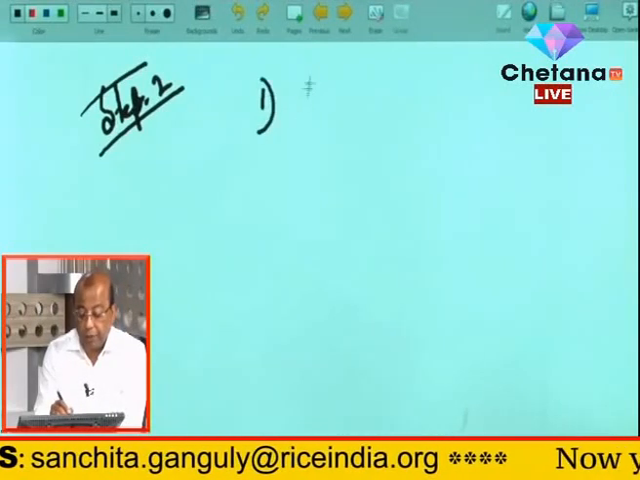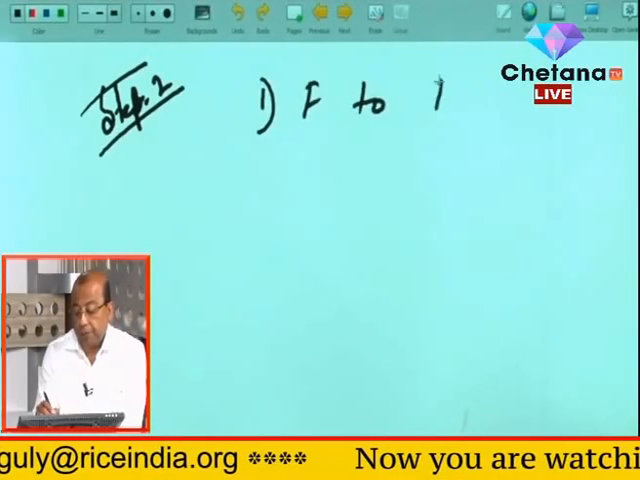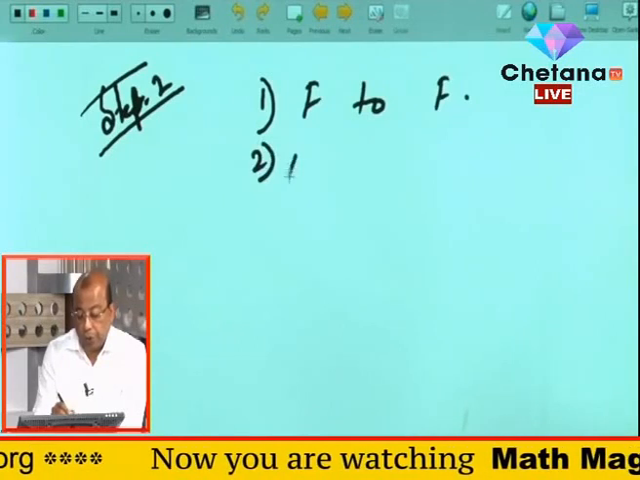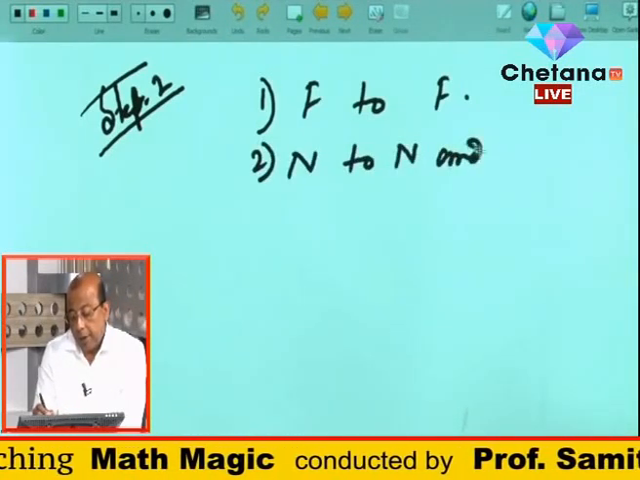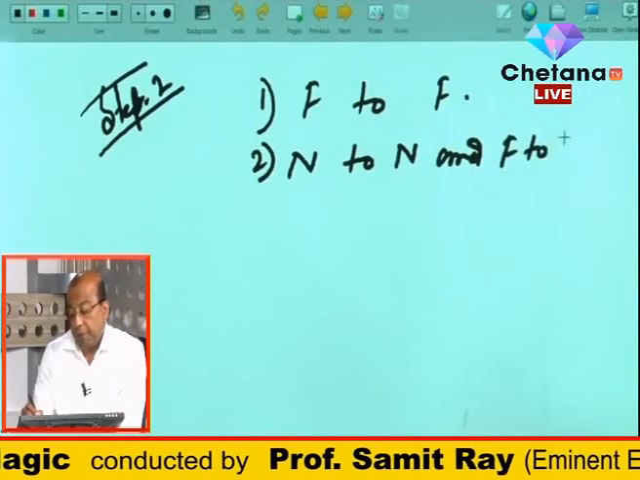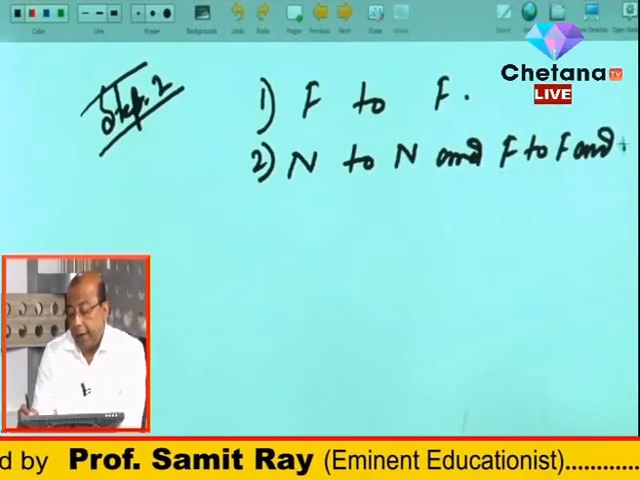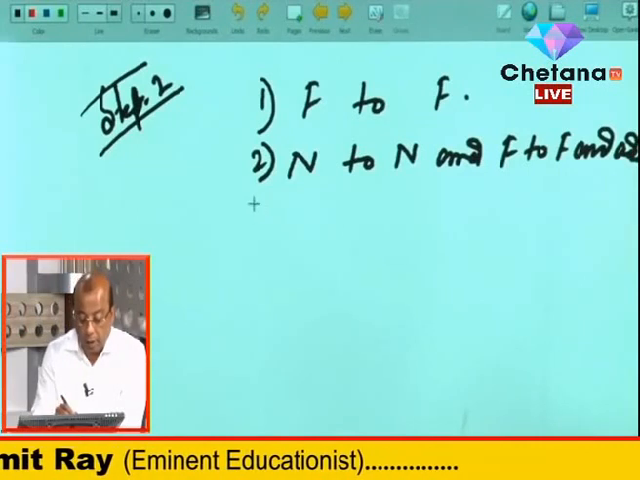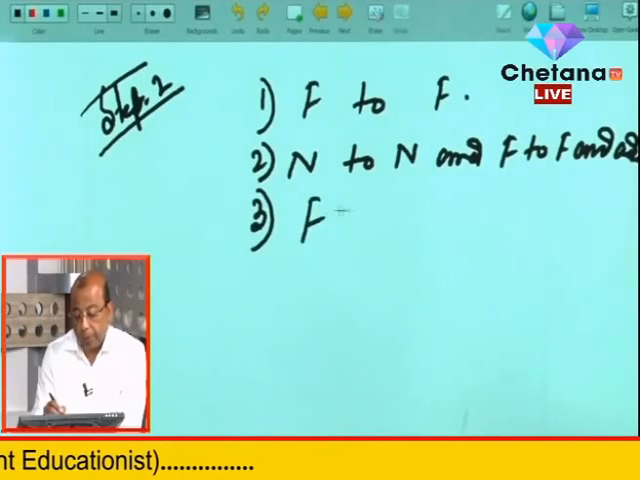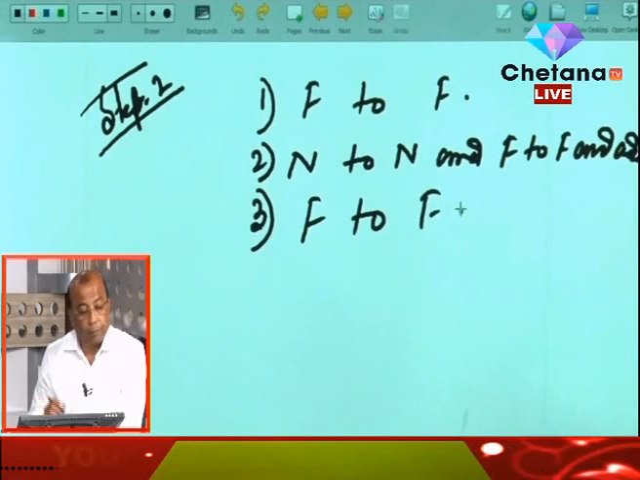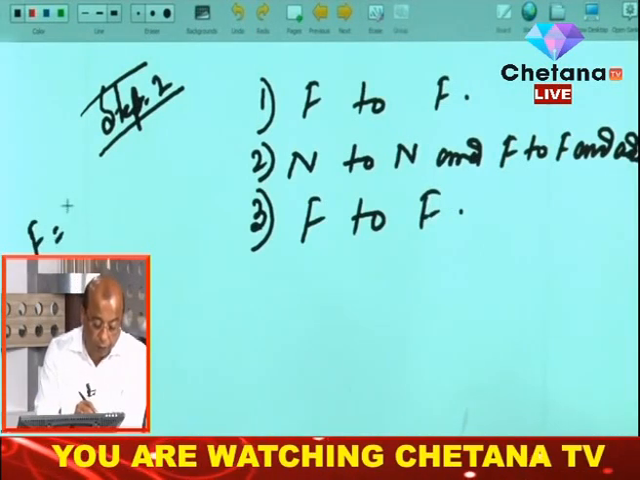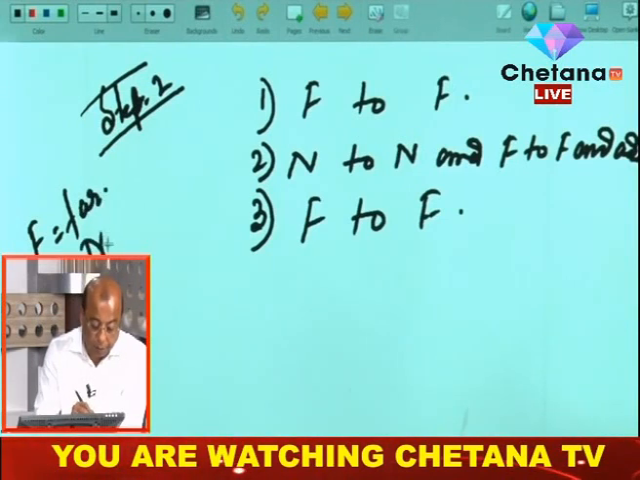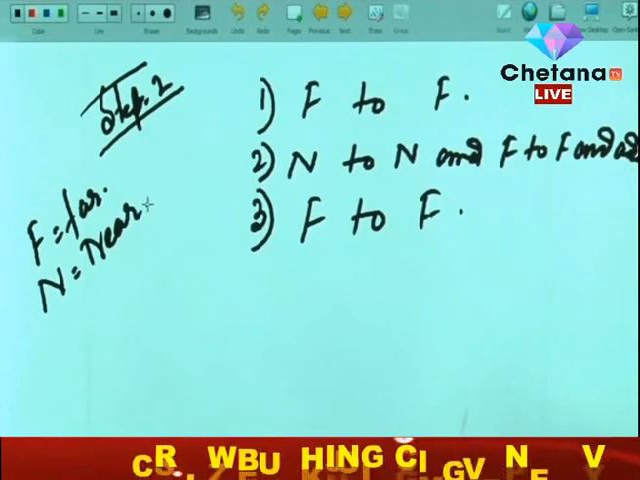What is the following step? Number 1, F to F. Number 2, N to N and F to F and add. Number 3, F to F. F equal to far, N equal to near. Right?